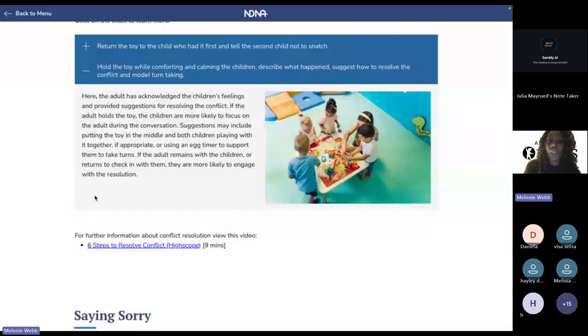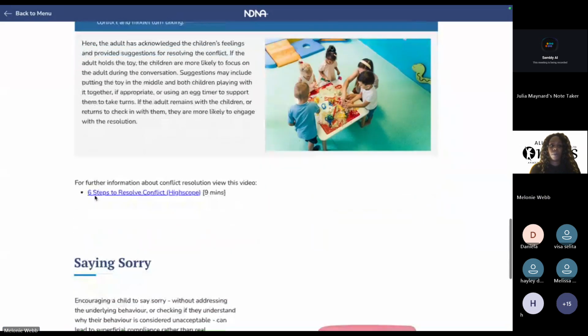So the adult has acknowledged the children's feelings and provided suggestions for resolving the conflict. If the adult holds the toy, the children are more likely to focus on the adult during the conversation. Suggestions may include putting the toy in the middle and both children playing with it together. If appropriate, use an egg timer to support them to take turns. If the adult remains with the children or returns to check in with them, they are more likely to engage with the resolution.